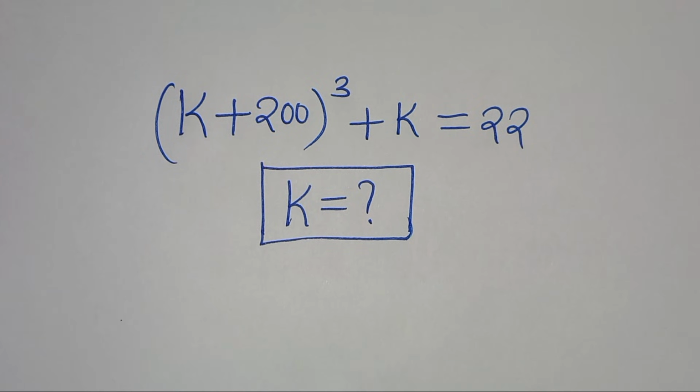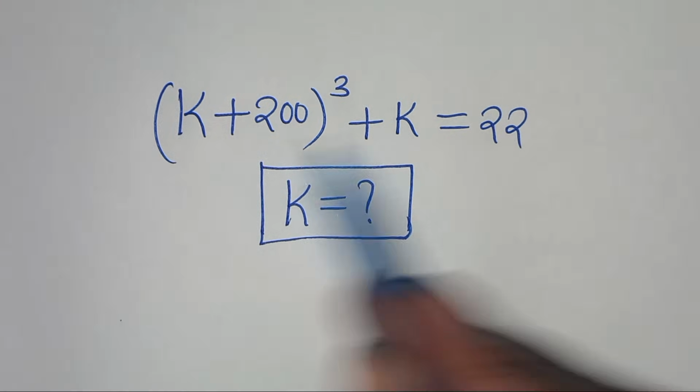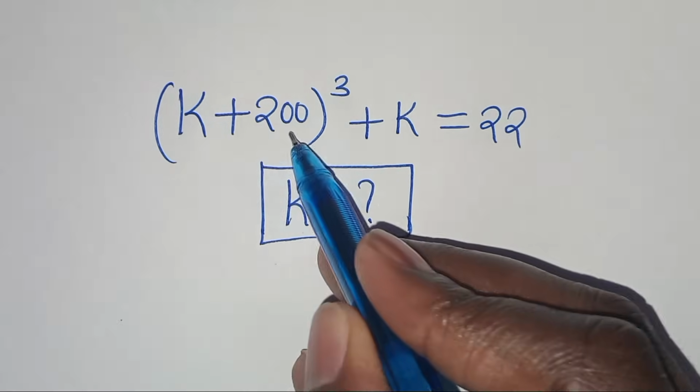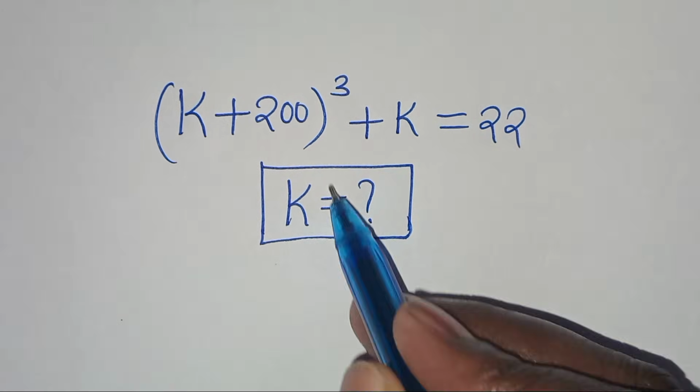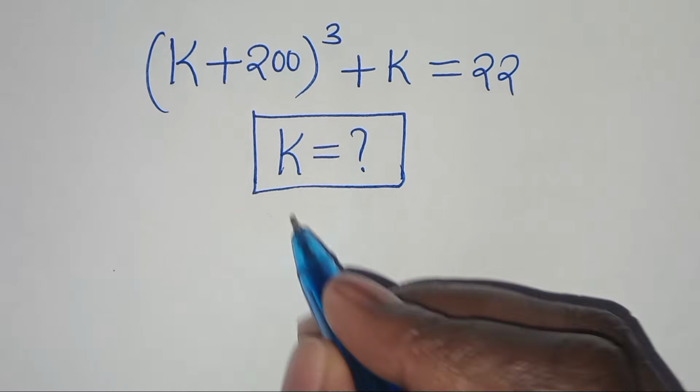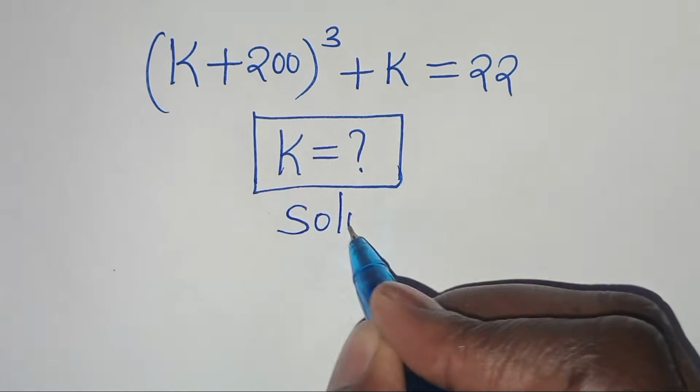Hello everyone, you're welcome to solve this nice algebra problem, which is (k + 200)^(3 + k) = 22. What are the values of k? So let's provide a solution from here.